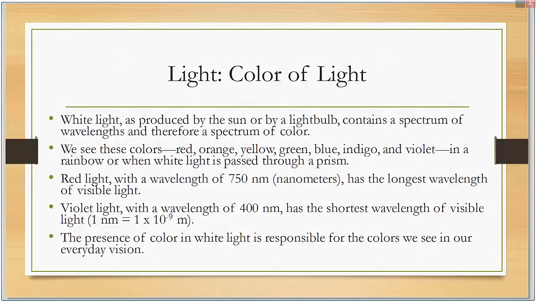White light, produced by the sun or a light bulb, contains a spectrum of wavelengths and therefore a spectrum of color. We see the colors red, orange, yellow, green, blue, indigo, and violet in a rainbow, or when white light passes through a prism, because it breaks up those different wavelengths. Red light, with a wavelength of 750 nanometers, has the longest wavelength of visible light, while violet, with a wavelength of 400 nanometers, has the shortest wavelength of visible light. The presence of color in white light is responsible for the colors that we see in our everyday vision.